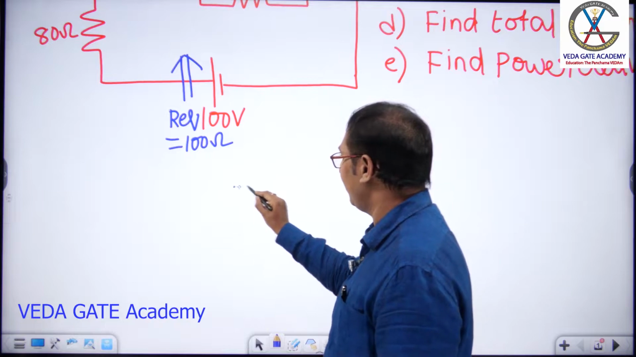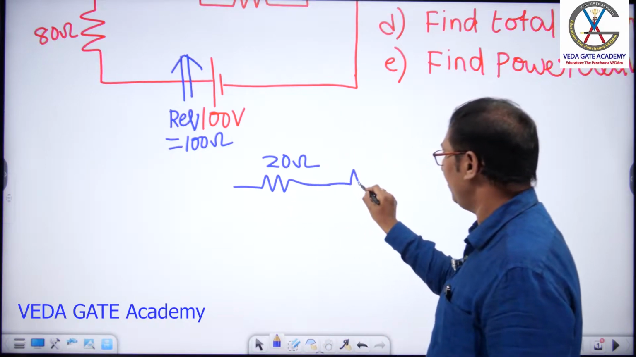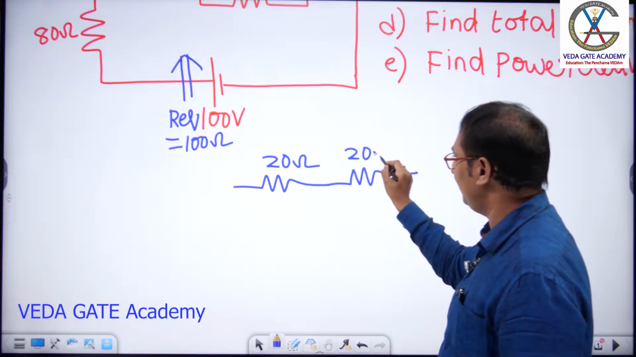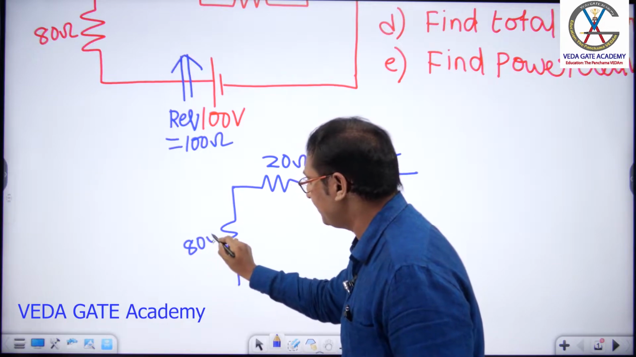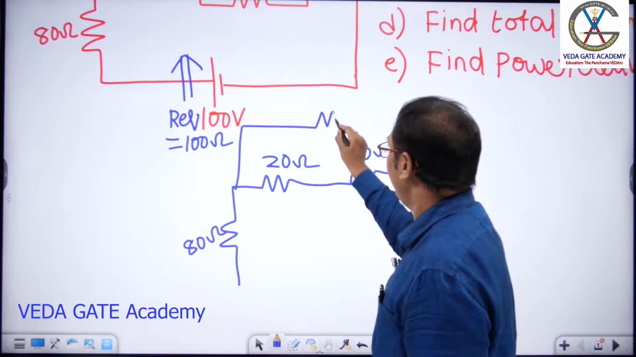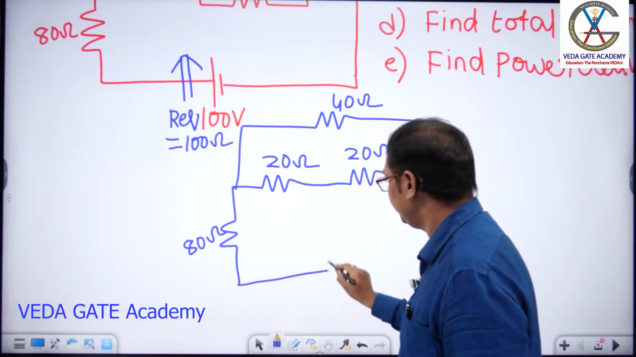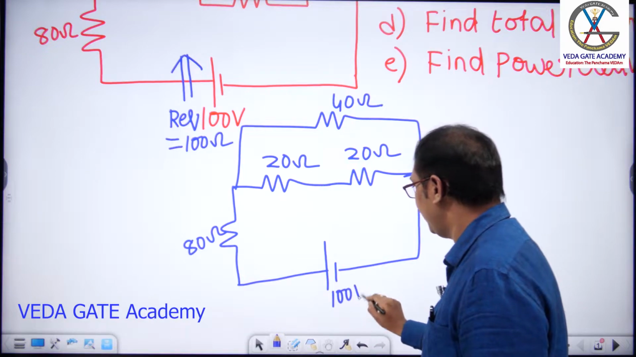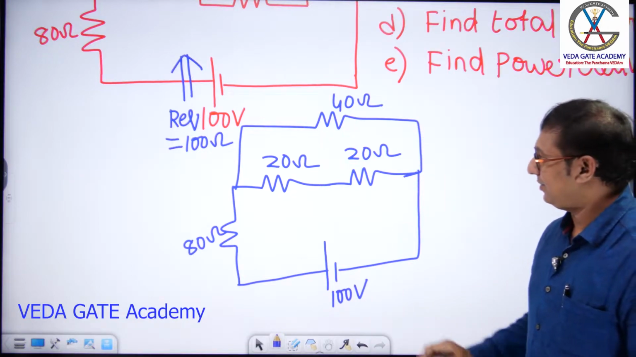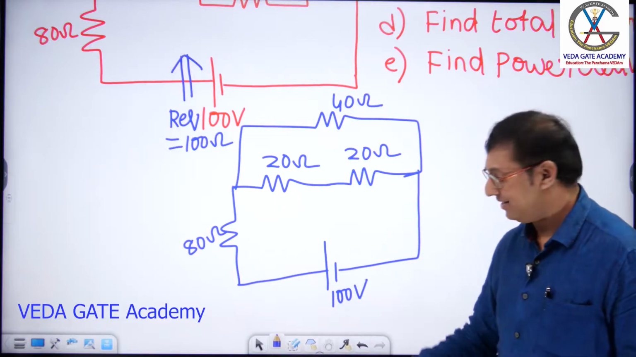Yes, sir. I am drawing the equivalent circuits here. What is this resistance? 20 ohm. First we have done 30 parallel 60, that is 20 ohm. Here we have 80 ohms. Here we have 40 ohms. Yes, this source is 100 volts. Yes or no? Right. 20-20 series 40, 40-40 parallel 20, 20-80 series 100.